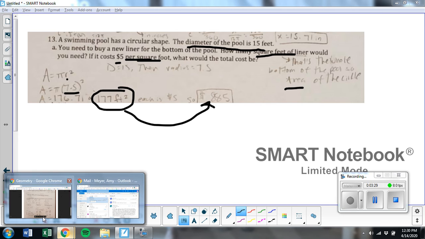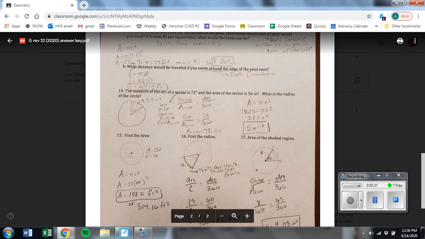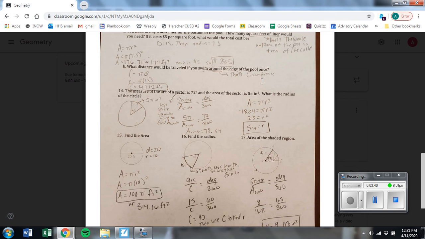We did have a part B here. Part B says, what distance would be traveled if you swim around the edge of the circular pool? So that's the circumference question. If it doesn't say what's the circumference, just read it and try to think about what they're asking you for. You're swimming around the edge, so circumference.